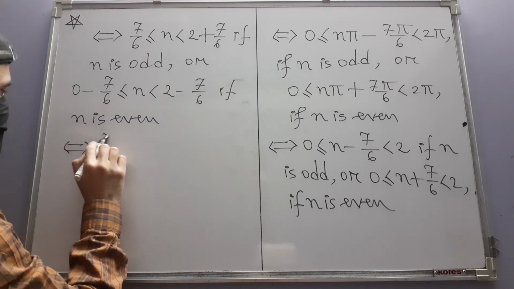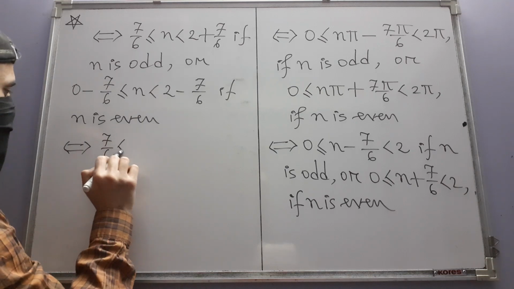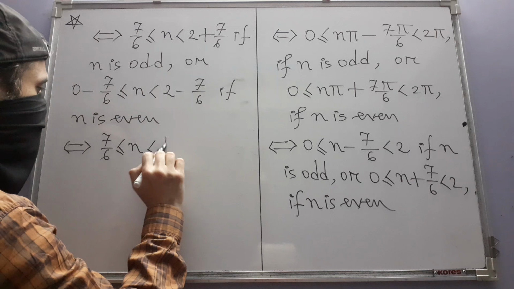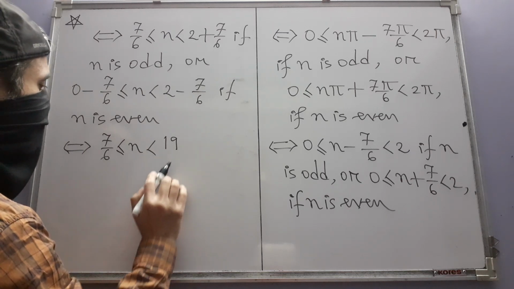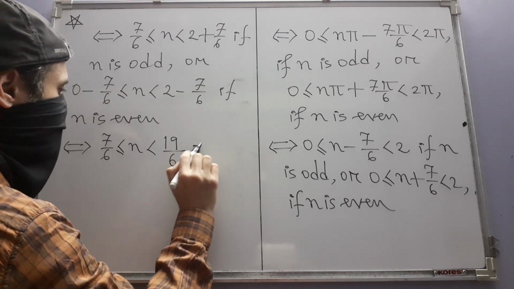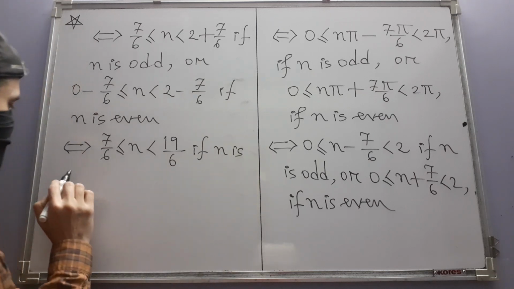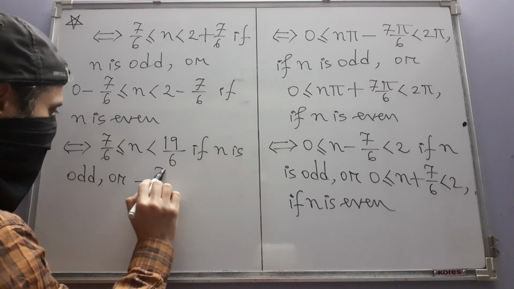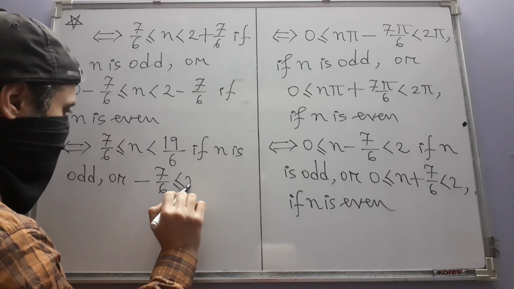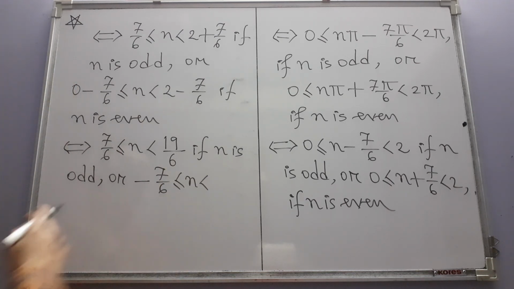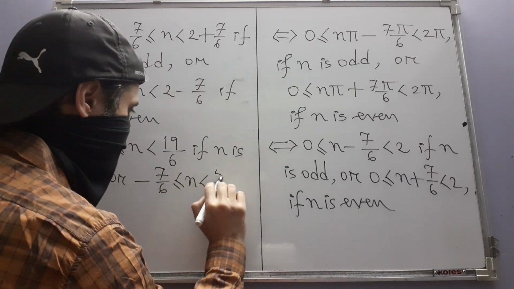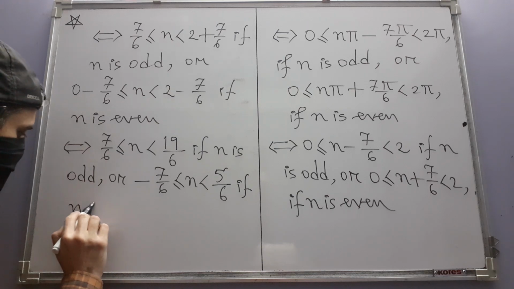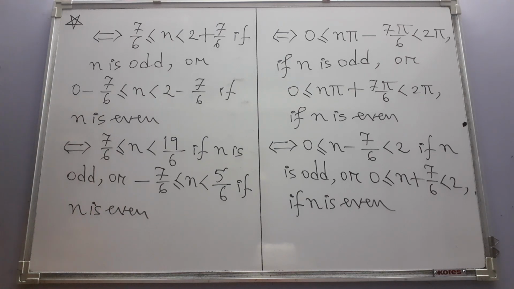Alright, so the first set of inequalities becomes 12 plus 7, which is 19, divided by 6 if n is odd, and here minus 7 over 6 less than or equal to n less than 12 minus 7, so that is 5 divided by 6 if n is even.